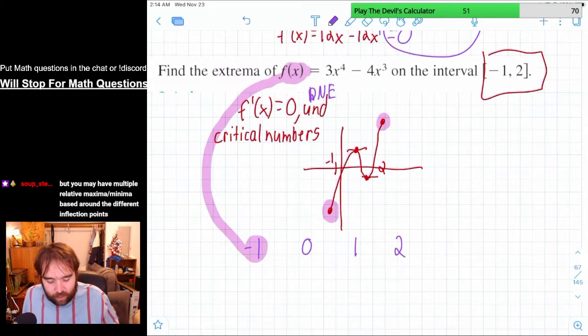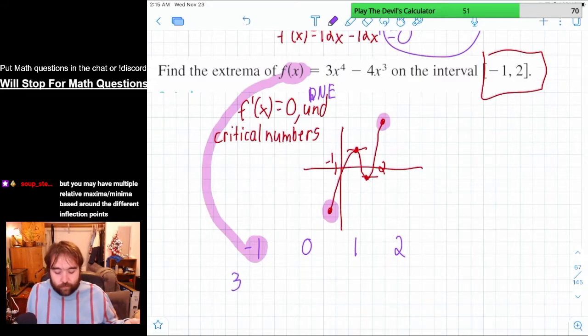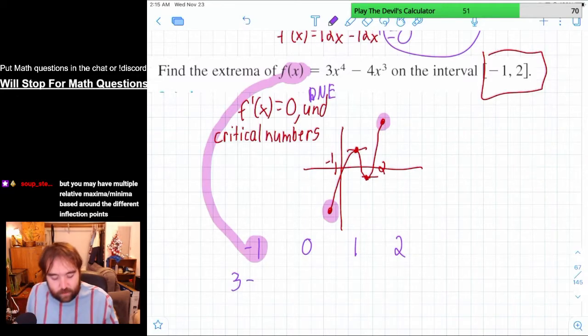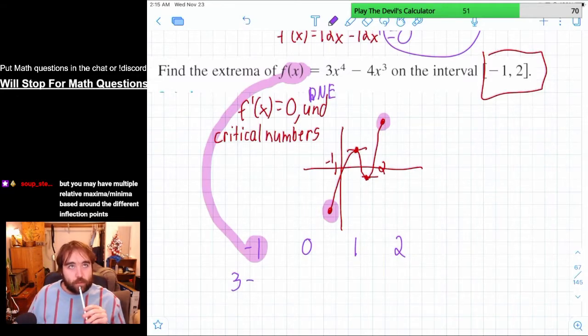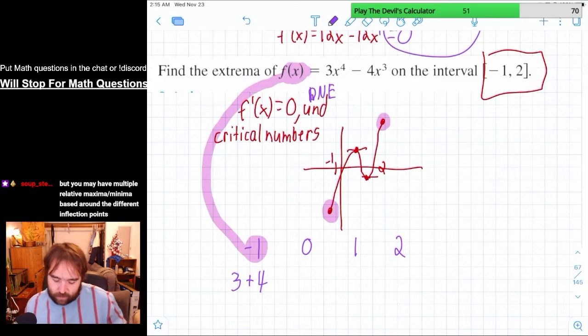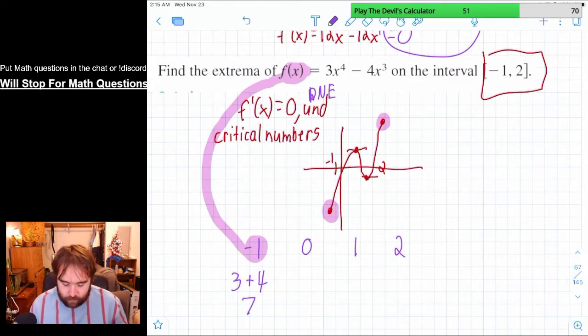So let's see. We plug in negative 1. 3 times negative 1 to the 4th is just 1, so plain 3. Minus 4 times negative 1 cubed. Well, negative 1 cubed is still negative 1, but then times a negative. This is more algebra skills coming in, just arithmetic skills. So we get 7 when we plug in negative 1.